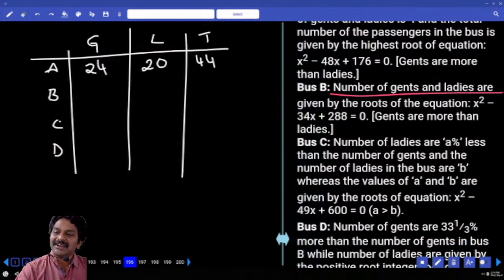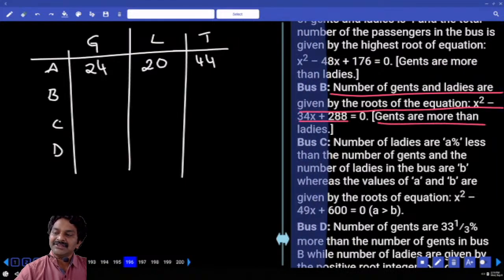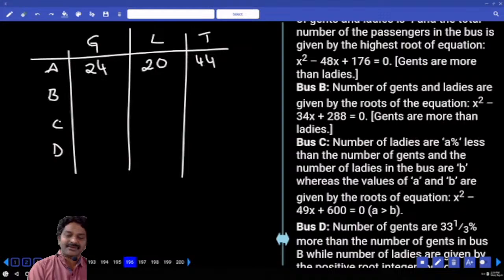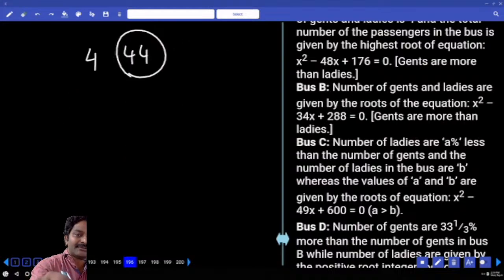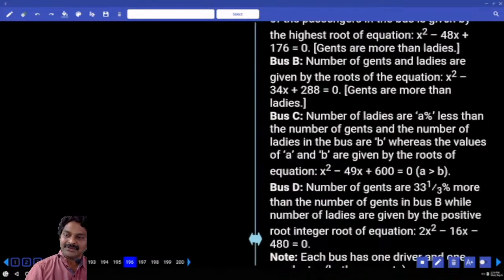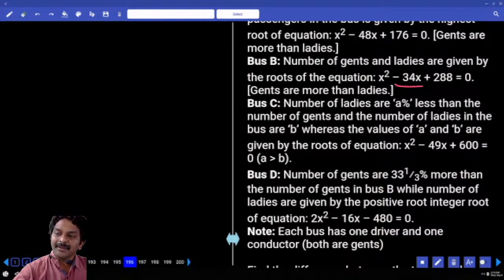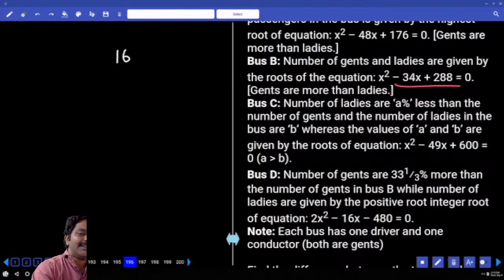Number of gents and ladies are given by the roots of the equation, this one, gents are more than ladies. Here also we have to find out the roots of the equation, right? So now concentrate here, minus 34 and then 288. 288, is there any nearest square to that number? 289, and that is minus 1, right? So your factors are going to be 17 minus 1, 17 plus 1, 16 and 18.